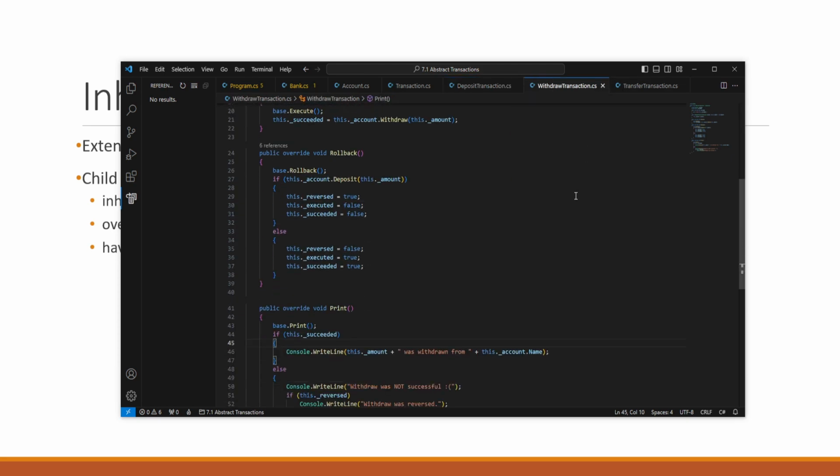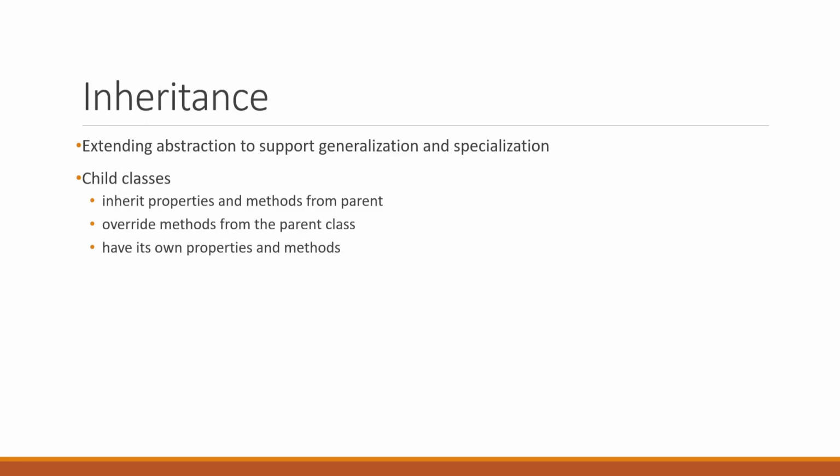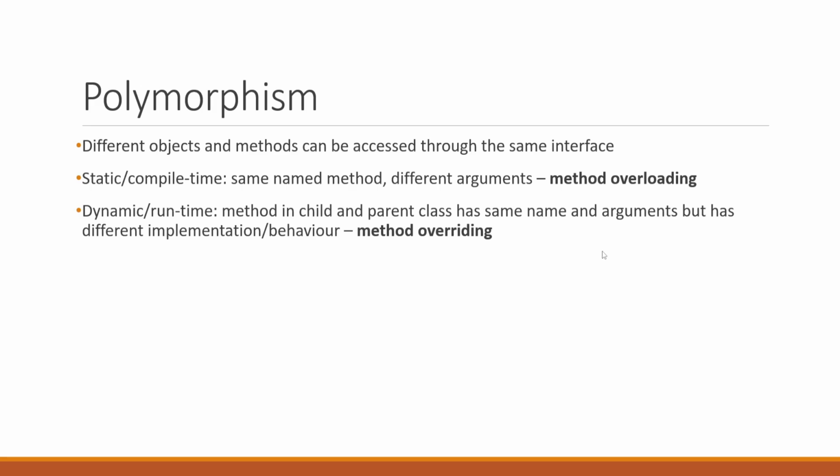And that sort of leads us to polymorphism. So polymorphism relates to different objects and methods being accessed through the same interface. And we're going to talk about the two types, which are static or compile time, which relates to two methods that are of the same name, but they have different arguments. And this is also known as method overloading.